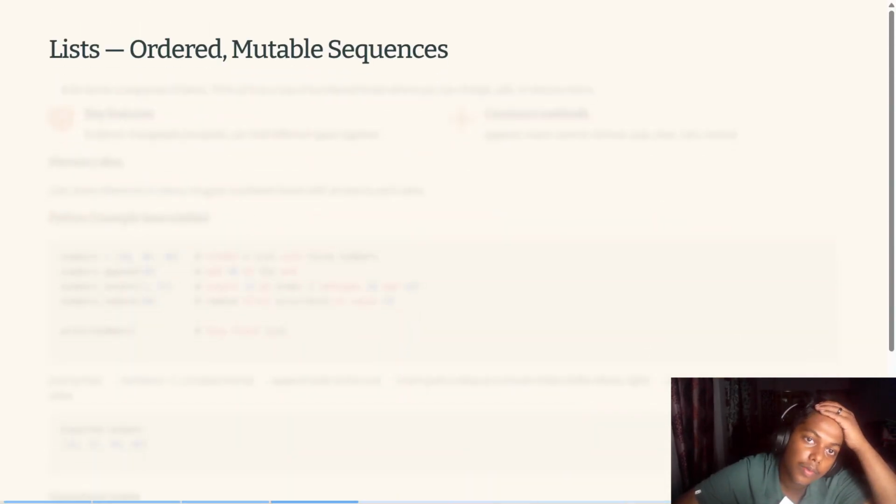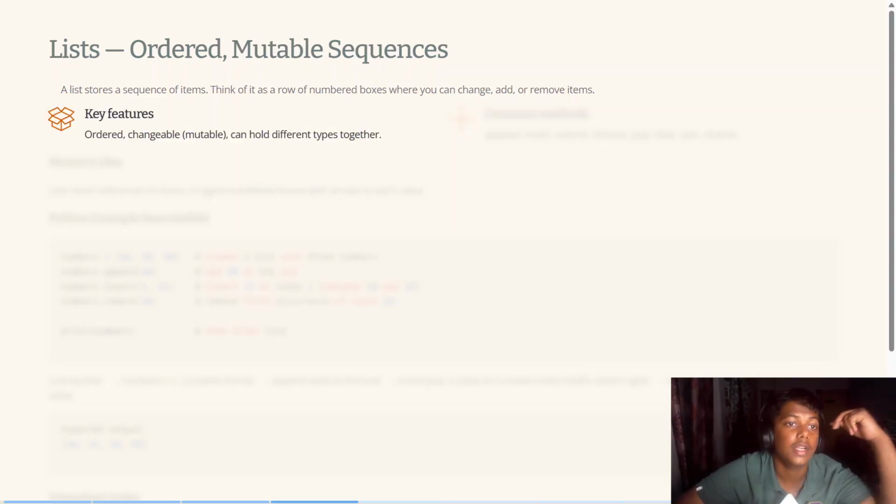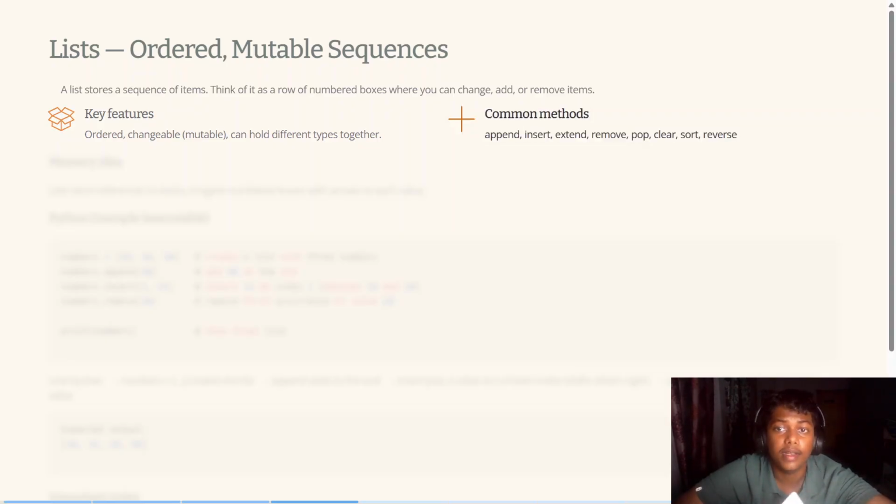List: ordered, mutable. A list shows a sequence of items. Think of it as a row of numbered boxes where you can change, add, or remove items. Key features: ordered, changeable, mutable, can hold different data types together. Common methods: append, insert, extend, remove, pop, clear, sort, and reverse. Memory idea: a list stores references to items. Imagine numbered boxes with arrows to each value.